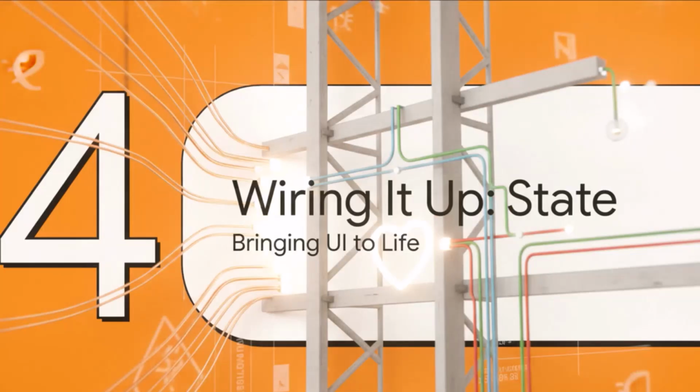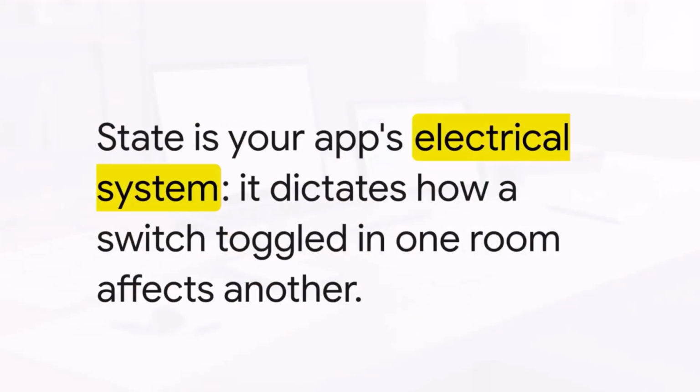Okay, Part 4, wiring it up. Let's talk about state and how we actually bring this UI to life. Think of state as your app's electrical system. Without it, you've just got an empty shell. Sure, it looks pretty, but you flip a switch and nothing happens. State dictates how tapping a button in one place triggers an action somewhere else.